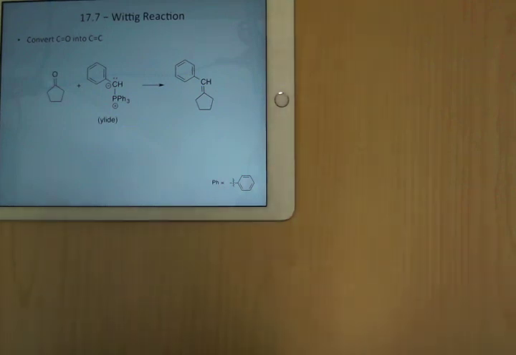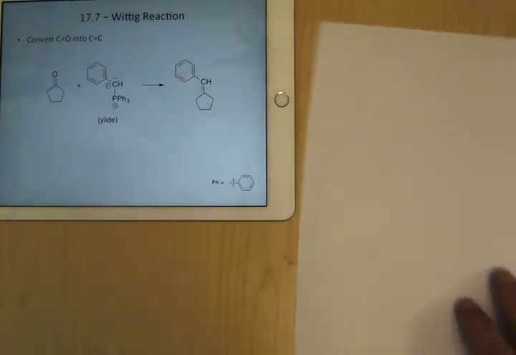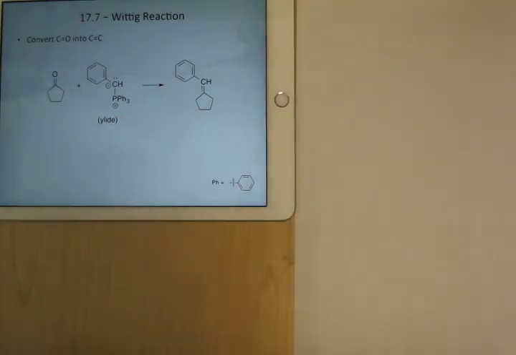Hello, and so this next video is actually going to be a combination of chapters 17, 19, and 25. I'm pulling in the different reactions to try to cover them before the end of the year. So the first reaction that we're going to be covering is the Wittig reaction. It's used to convert C=O's into alkenes. It's a pretty useful reaction.